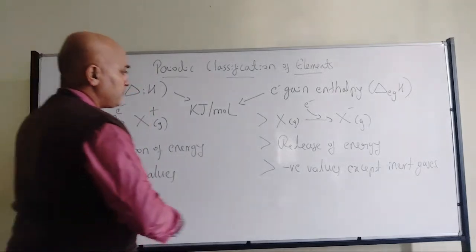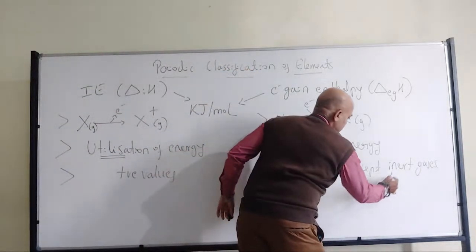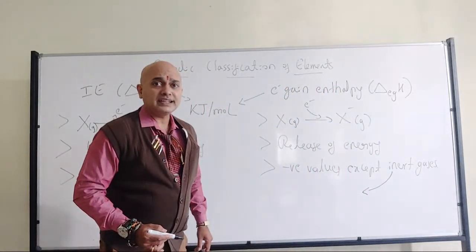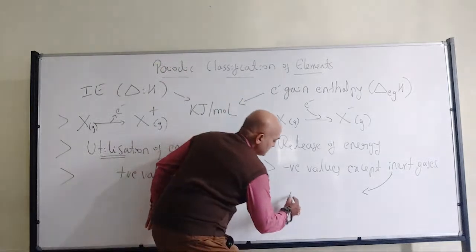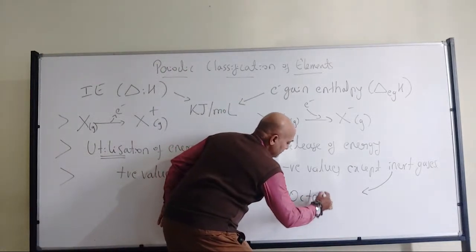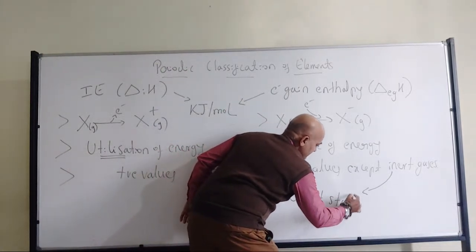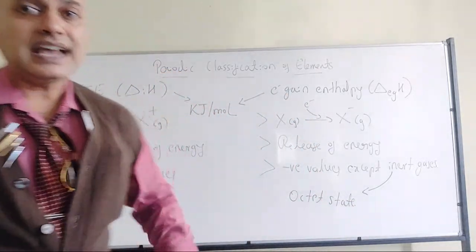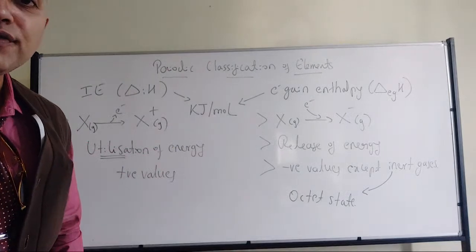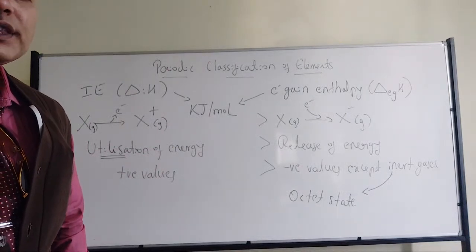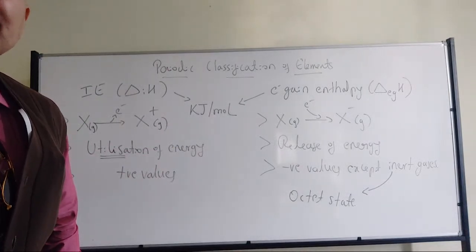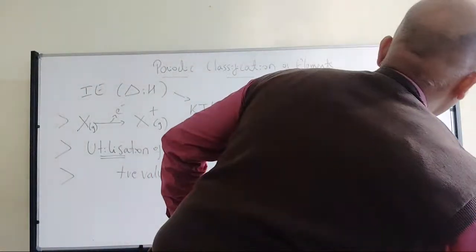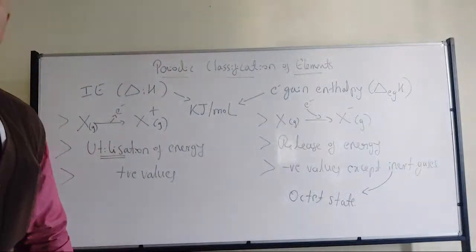Yesterday people had given the answer: why inert gases are exceptional cases? That is because they are already in their octet state. They have a stable electronic configuration, so they don't want any extra electrons. Therefore it demands energy to add the electron to the inert gases.